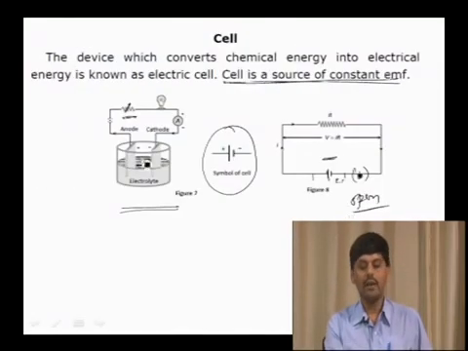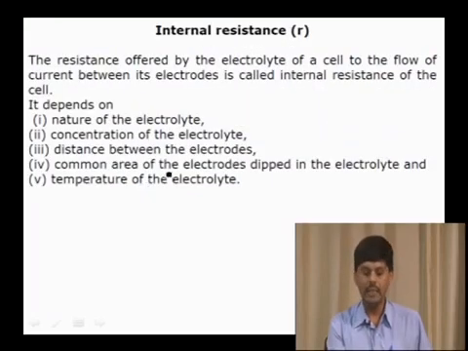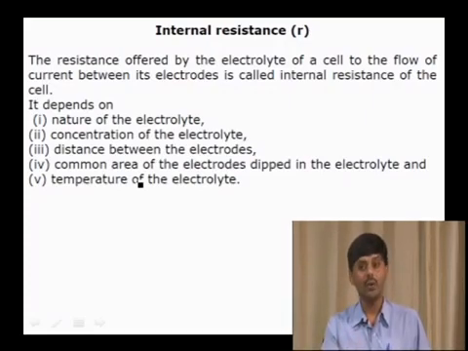In this cell we have a solution and these electrodes. In this electrolyte solution, ions are present. These ions are exchanged between the anode and cathode. While the ions move, the solution opposes their motion. The opposition offered by the electrolyte to the flow of ions in a cell is referred to as the internal resistance of a cell. This internal resistance depends on five parameters: number 1 is nature of the electrode, concentration of the electrolyte, distance between the electrodes, area of the electrodes, and temperature.